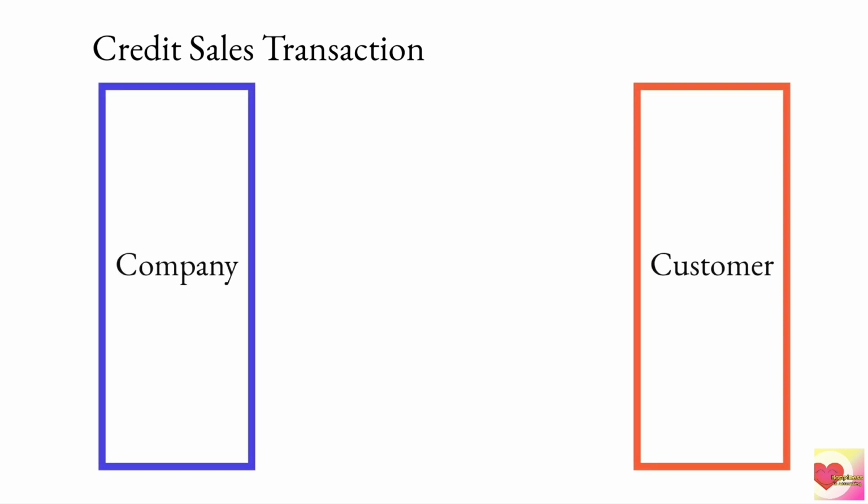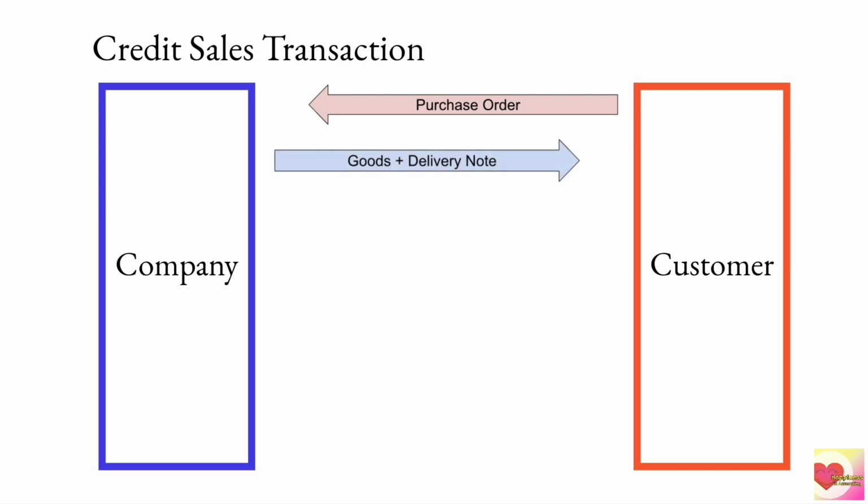First, let's take a look at the flow of credit sales transactions and the business documents involved in it. Remember, in credit sales transactions, our company is the seller. First, the company will receive purchase order from the customer. Then, after confirming the order, the company will send the goods plus delivery note to the customer. The customer will sign the seller's copy of delivery note confirming the receipt of goods. And the seller here is the company.